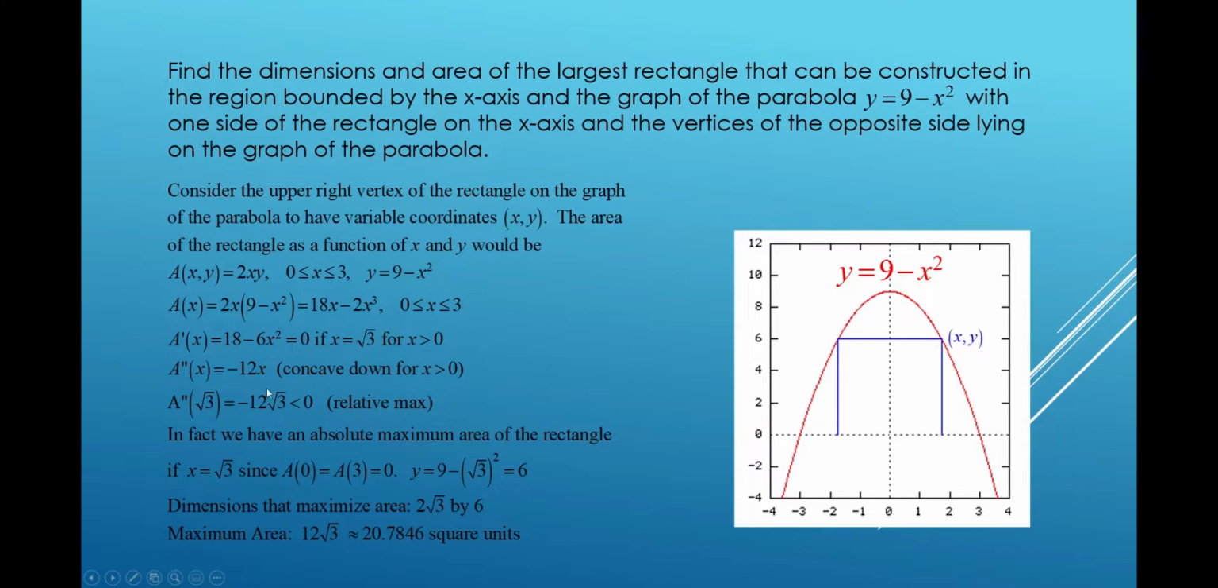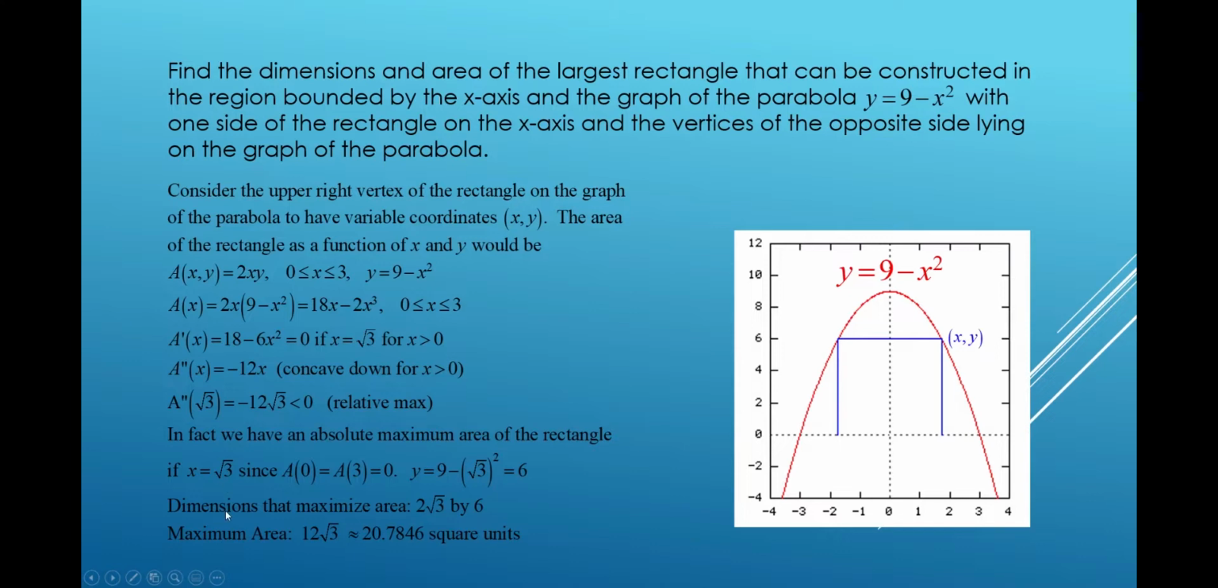And we could also compute the second derivative, negative 12x, which would be negative, concave down, for x positive. And that second derivative at square root of 3 is a negative number, so you have to have a relative maximum at the point on the graph of the area function where x is the square root of 3. And in fact, we get an absolute maximum area of the rectangle for that value of x.